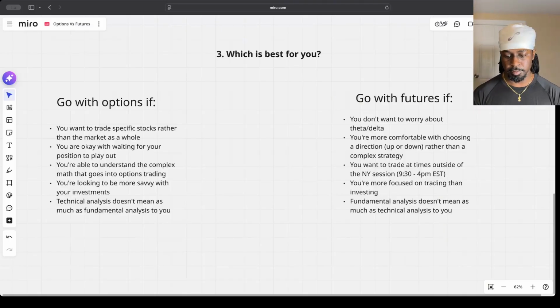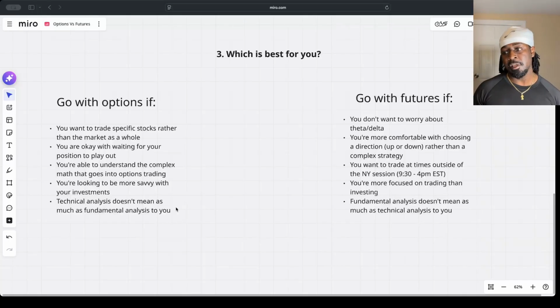Okay? Now, I'd say go with futures if you don't want to worry about that complex math. You don't want to worry about the delta and the theta. All right? Go with futures if you're more comfortable with just choosing a direction rather than a complex strategy. Right? When you're trading futures, like I said, it's either up or down. There's no calendar spread, there's no expiration, there's no strike prices, right? It's just up or down.